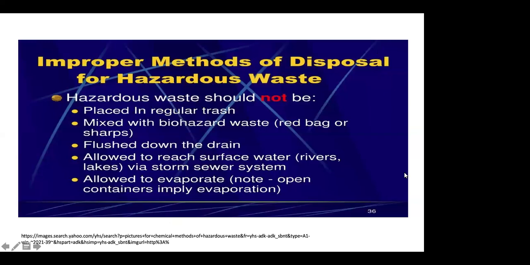Improper methods of disposal of hazardous waste. You should not place it in regular trash. Are we aware that we're supposed to mind how we dispose of our waste as well? From the very point of generation, we should sort it, right? In our various domestic places of abode, we should start thinking of things like that.